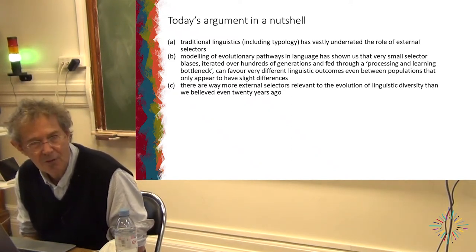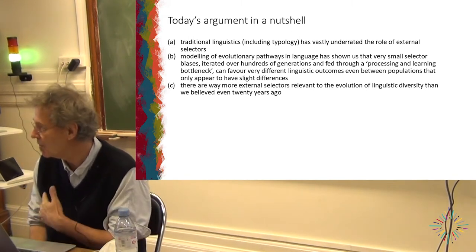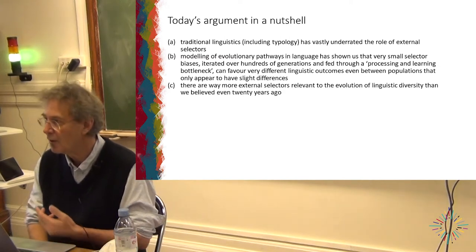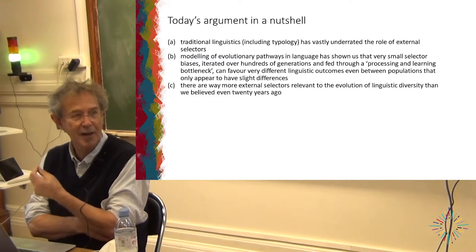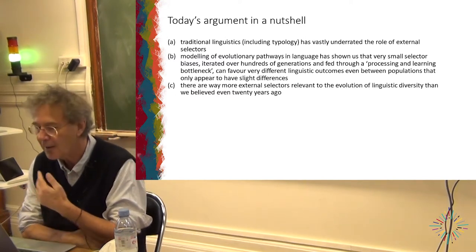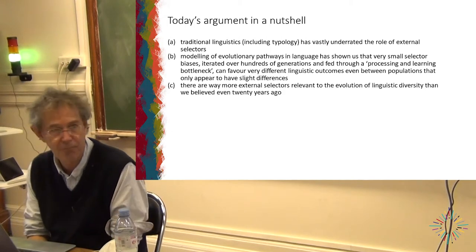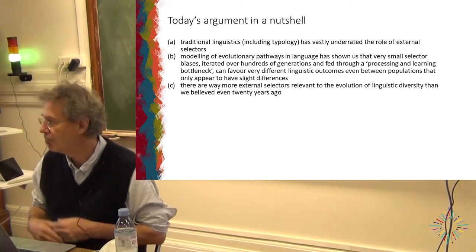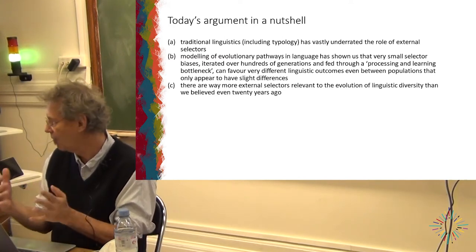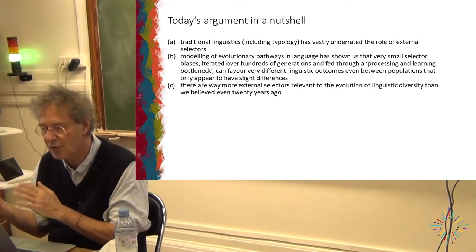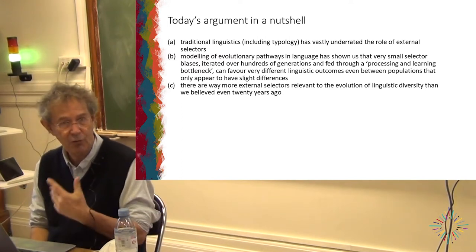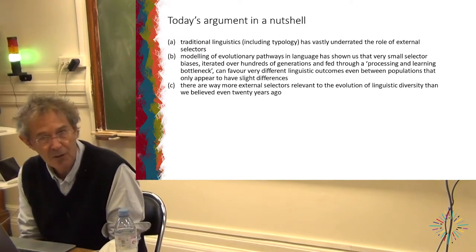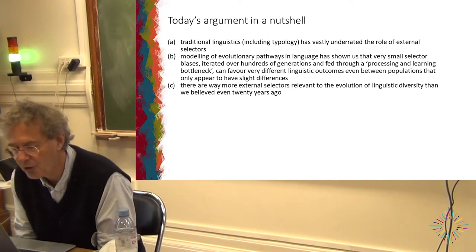But what's become very interesting in recent years, as we've had more access to computational modelling of evolutionary pathways, is that we can see that really small selector biases can get amplified in a population over hundreds of generations to produce very different linguistic outcomes. So you can have two populations with a very small difference, like a 1% difference in, say, a particular gene frequency, and run through time, this can produce a large difference in the optimally adapted language system spoken by that population.